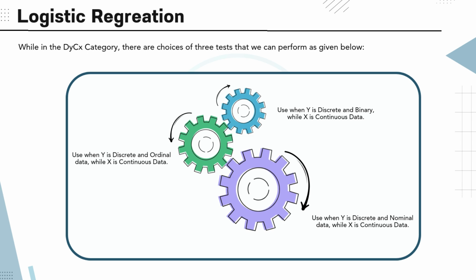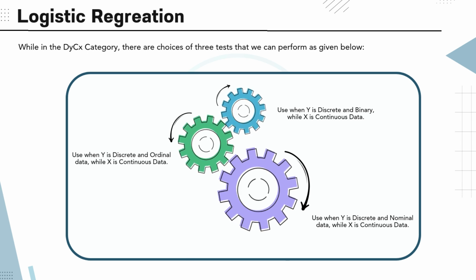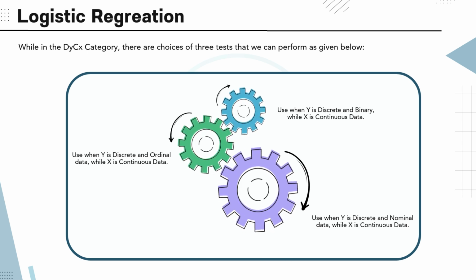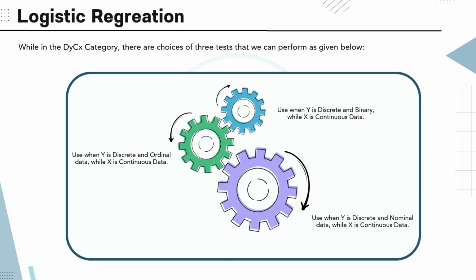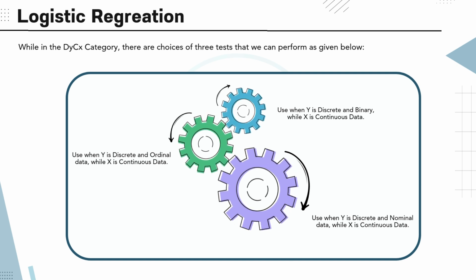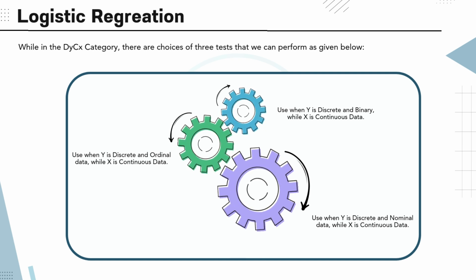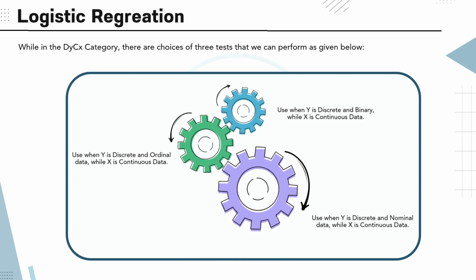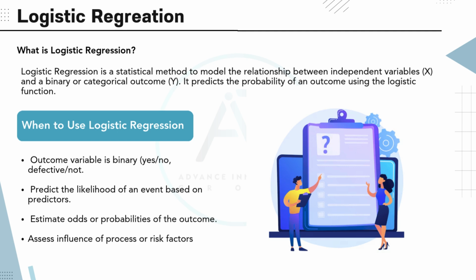This gear diagram is a visual metaphor. Each type of regression is a different gear you engage based on the structure of your categorical y variable. Choose the right one based on whether y is binary, nominal, or ordinal. Let's start by understanding what logistic regression is.